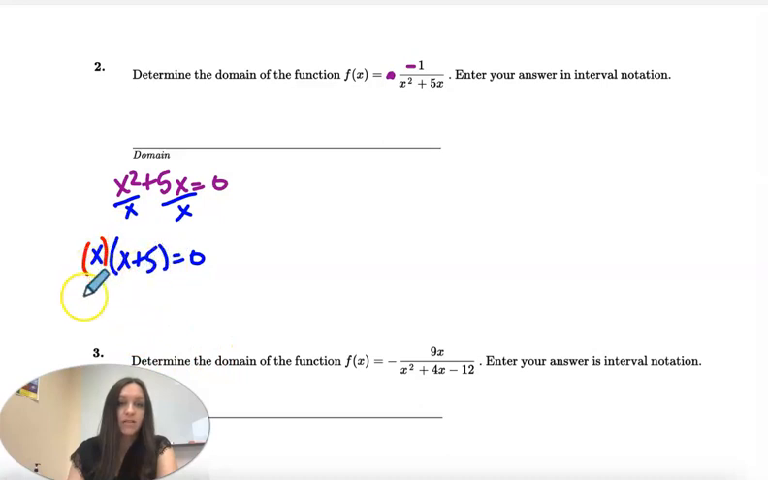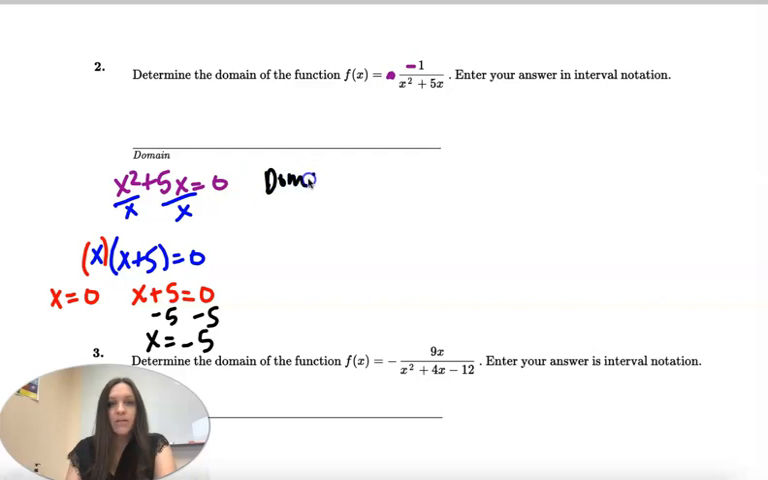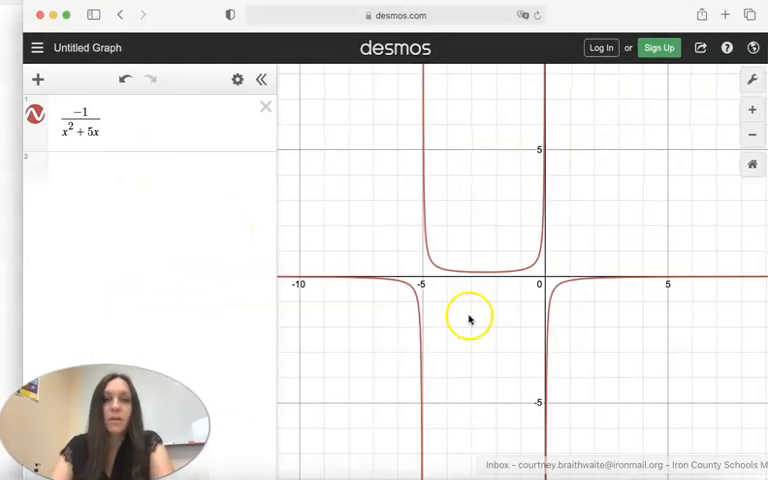So when we have factored form, we take each factor and we set each factor equal to 0. So for this one, we don't have to solve, but we have to solve this one. So x equals 0 and x equals -5, those are our asymptotes. But for domain, that means x cannot equal 0 and x cannot equal -5, because those are asymptotes.